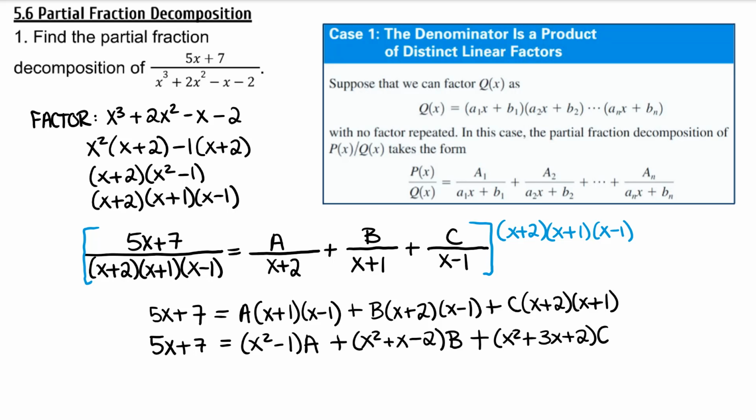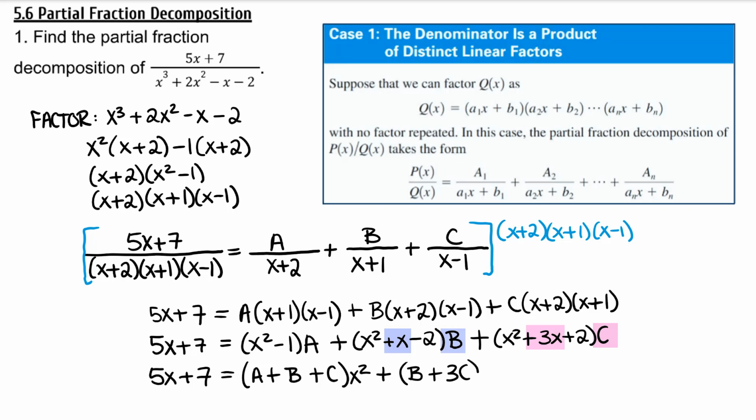Now we need to group terms by variable. We could distribute A, B, and C, and then factor out x squared and x. But instead, I'm going to do both those steps at one time. A, B, and C are all being multiplied by x squared. B and 3 times C are both multiplied by x. And the non-variable terms are -1 times A, -2 times B, and 2 times C.